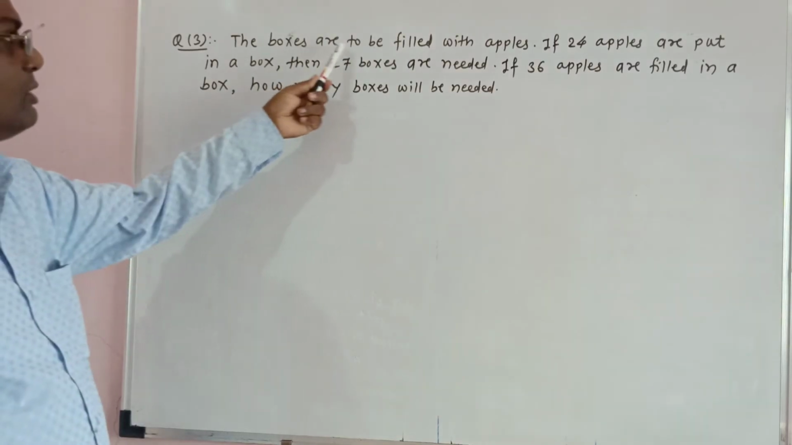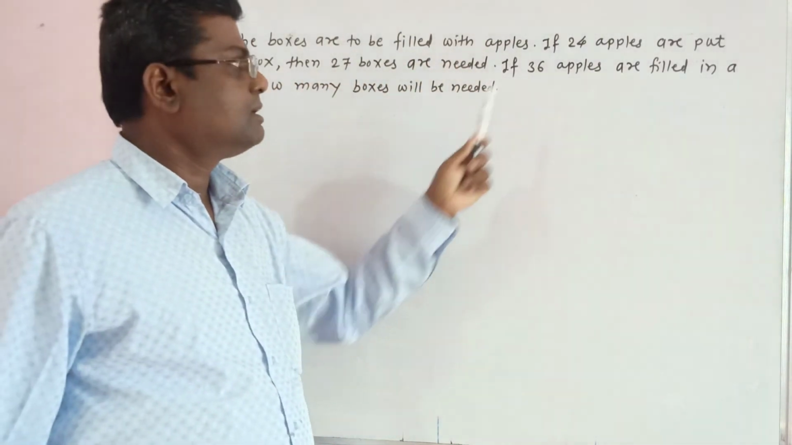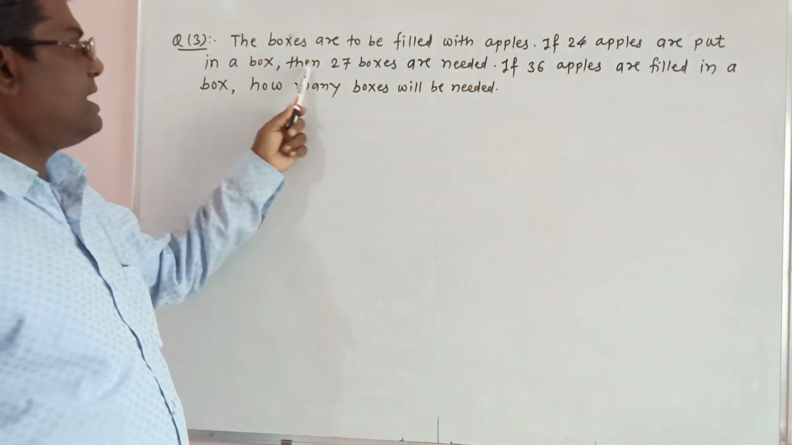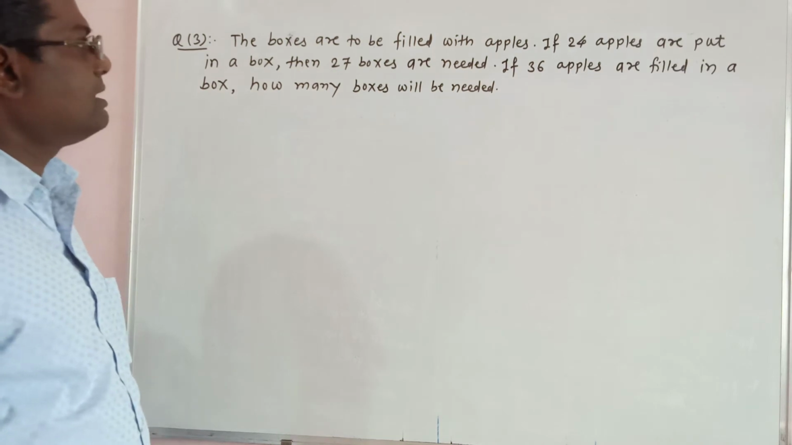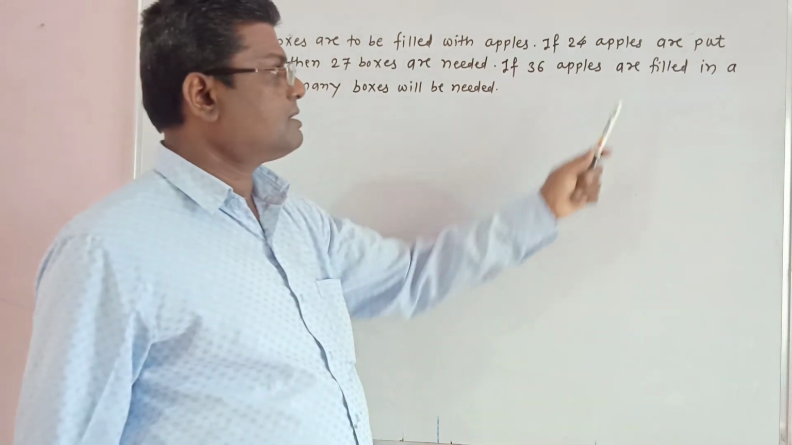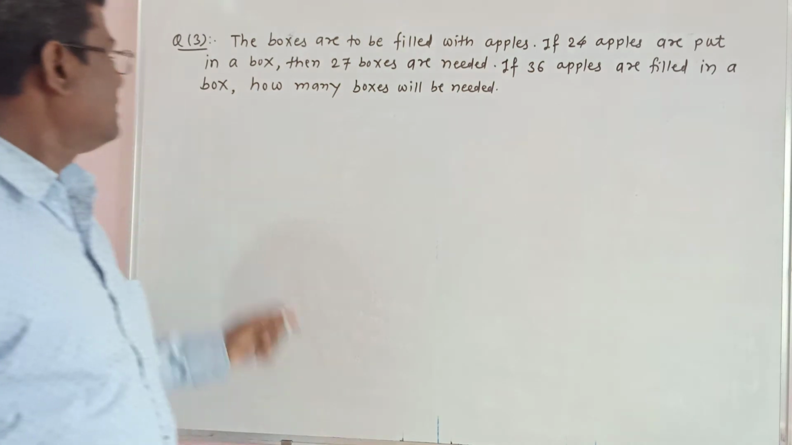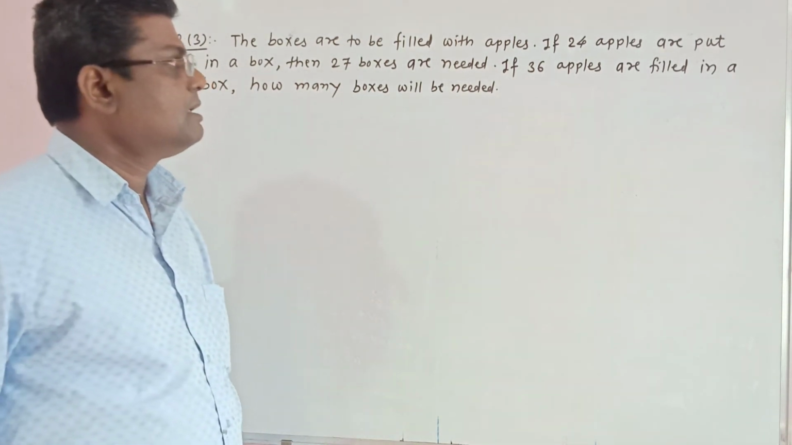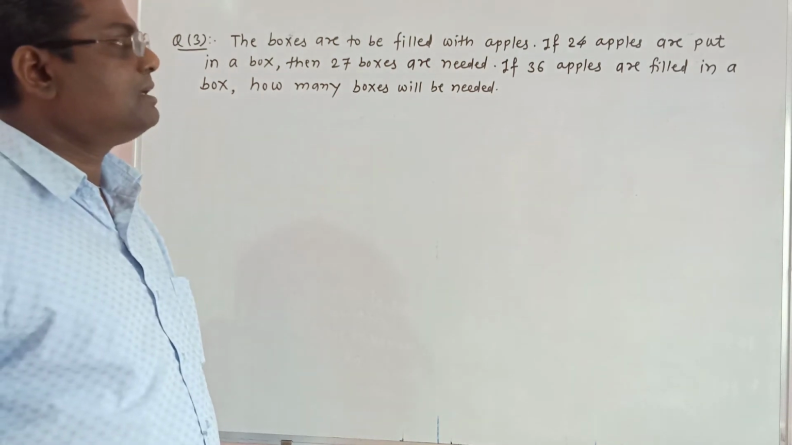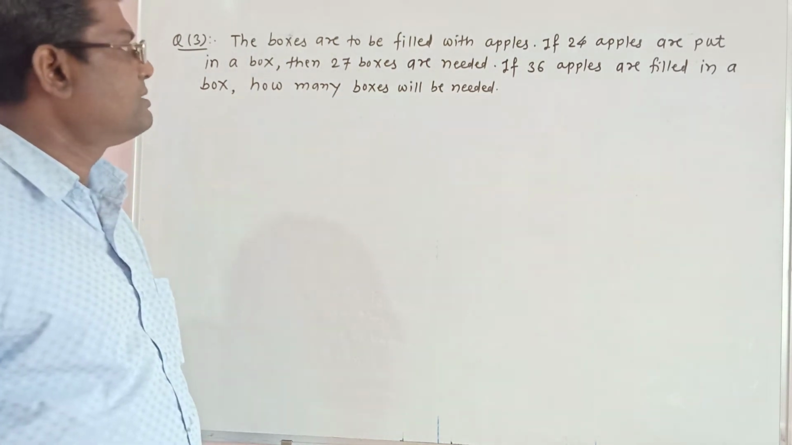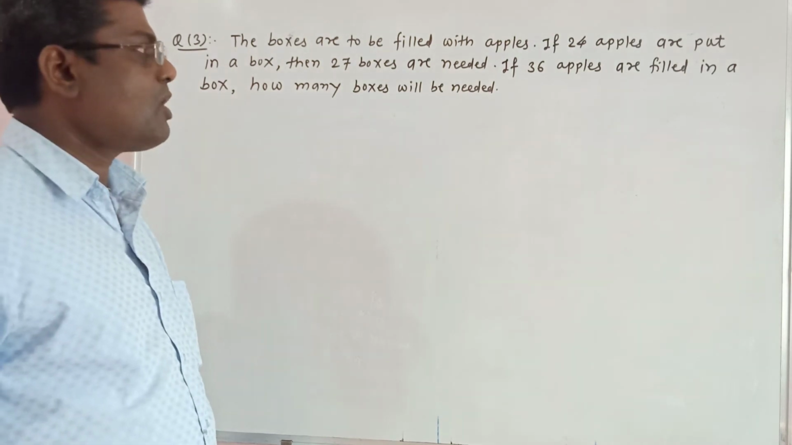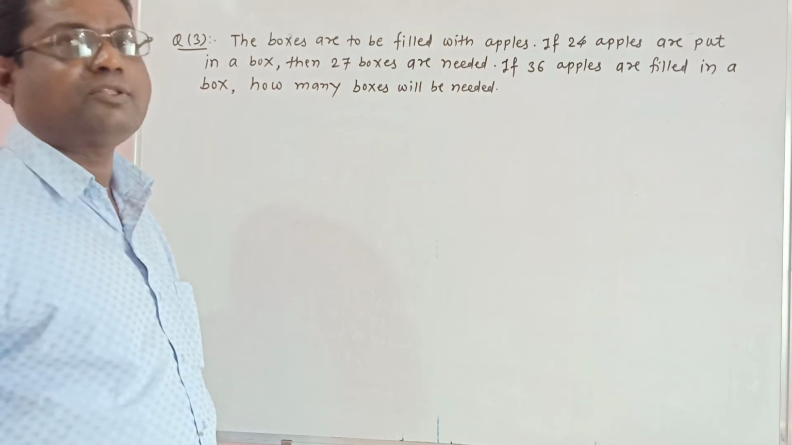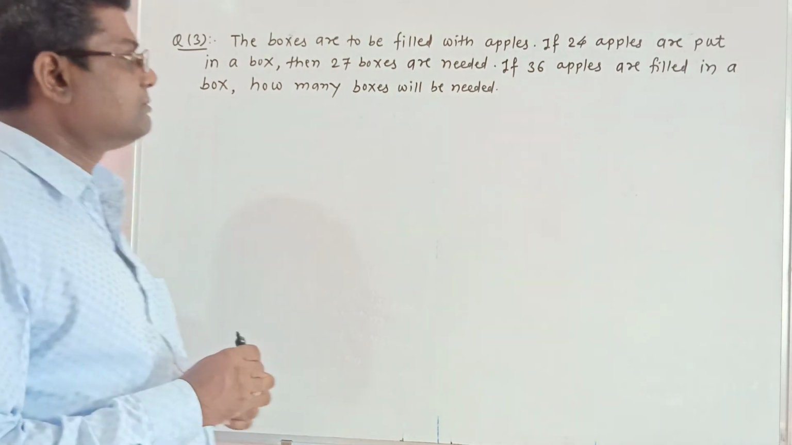The boxes are to be filled with apples. If 24 apples are put in a box, then 27 boxes are needed. If 36 apples are filled in a box, how many boxes will be needed? If the number of apples in a box is increased, then the number of boxes will decrease here. Therefore, this is a case of inverse proportion.